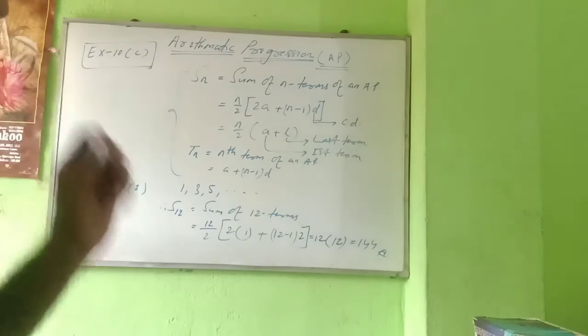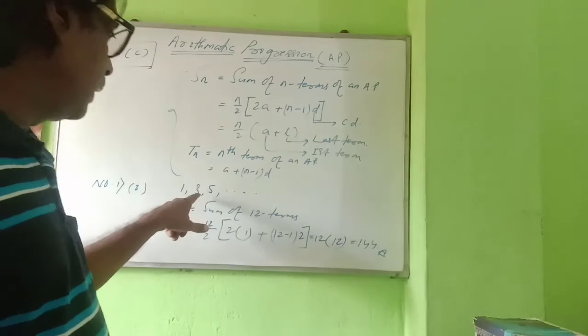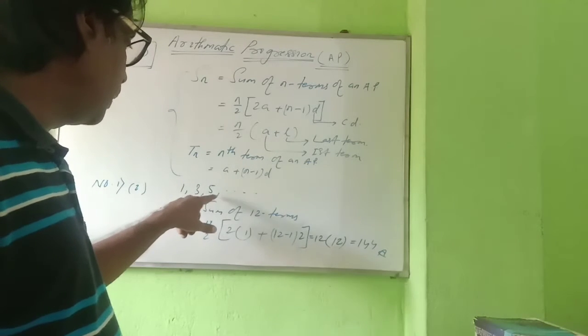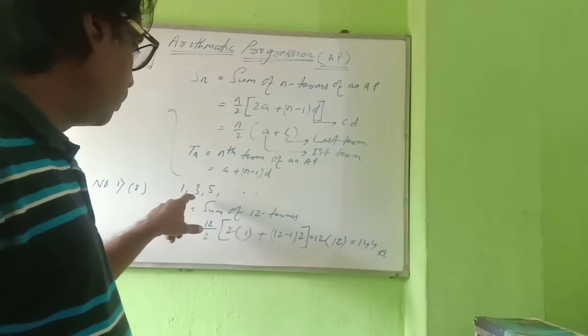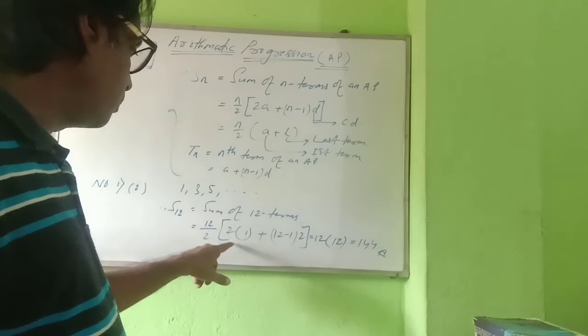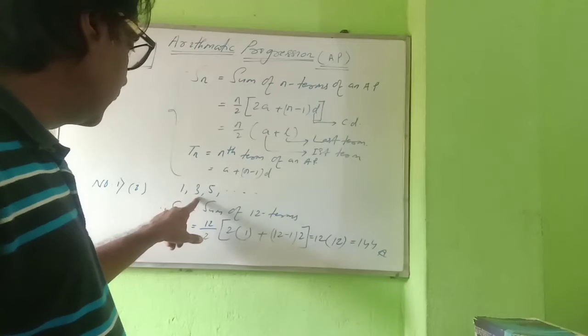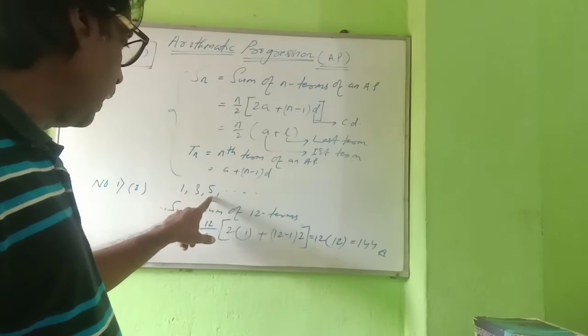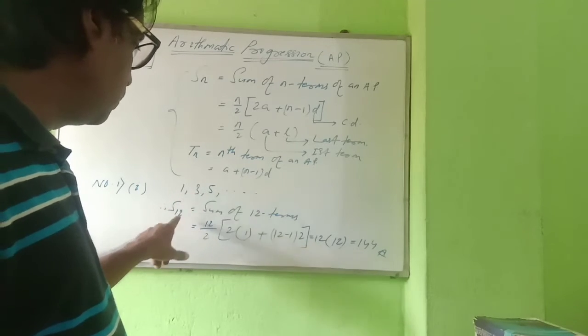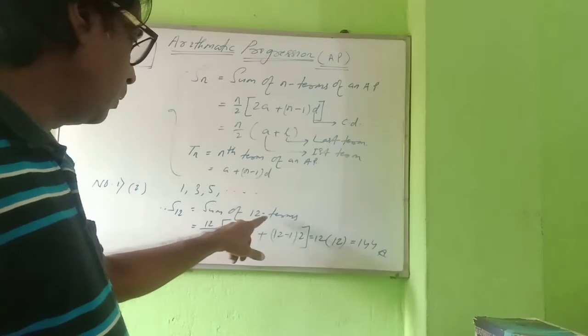You have to find the sum of 12 terms of the given AP. The AP given here is 1, 3, 5, like this. This is the series given. From here you can find a equal to 1, and the common difference you find as second term minus first term, and third term minus second term. In this way you are able to find the sum of 12 terms of the given AP.